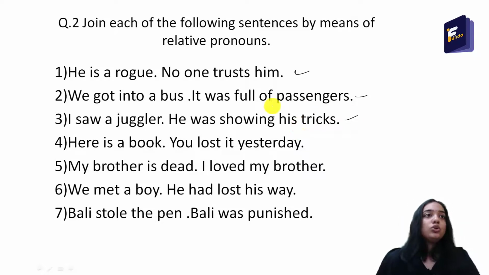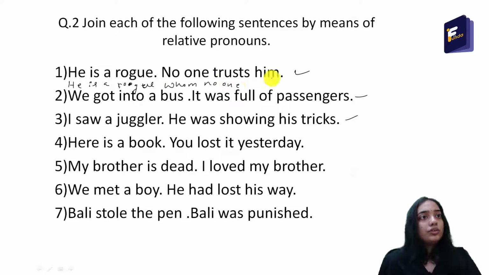He is a rogue, no one trusts him. So how can we join these sentences? He is a rogue whom no one trusts. Okay, so this is the answer to the first question. So there is space. He is a rogue whom no one trusts. So let me write the answers below.